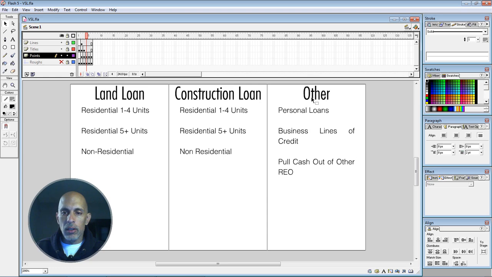And then here are the other sources that can give you the cash that you need to either purchase the land or pay off the existing loan, or with better terms, assuming these options provide better terms than your current financing, or if you just need cash and you don't really care where you get it from. So there are personal loans, there's business lines of credit, and there's pulling cash out of other REO, or real estate owned. And we'll go over each of these options right now.